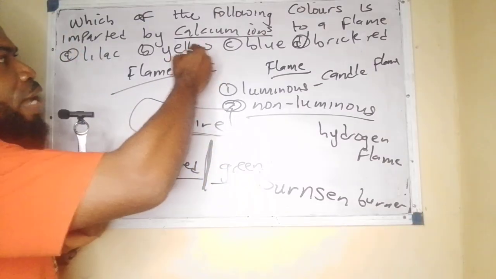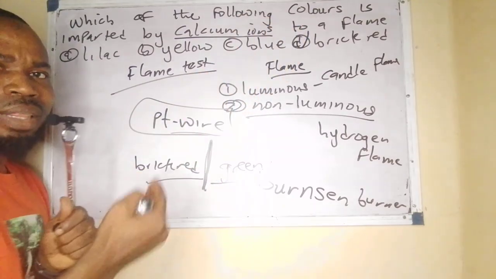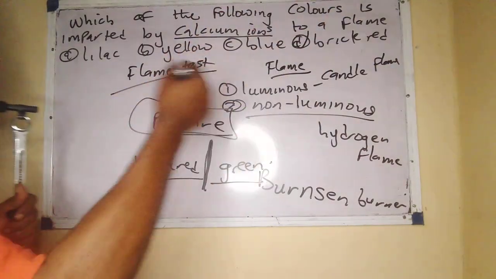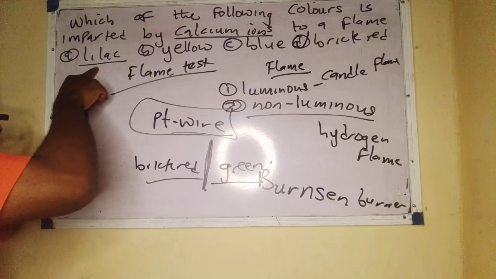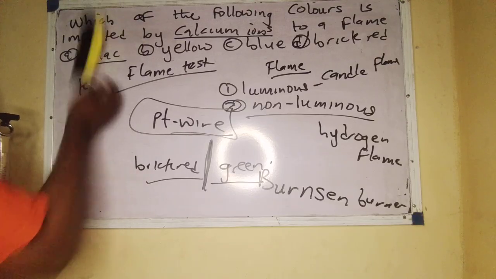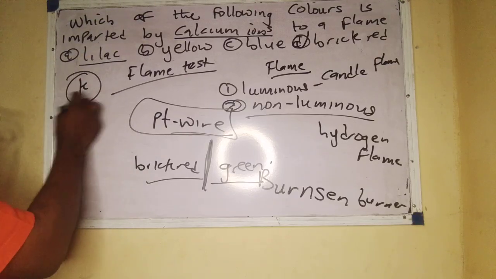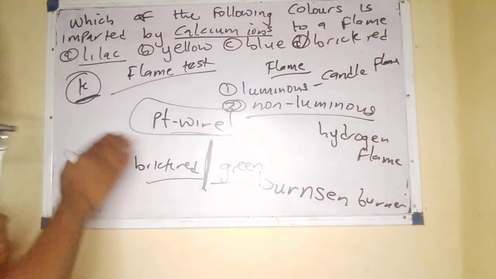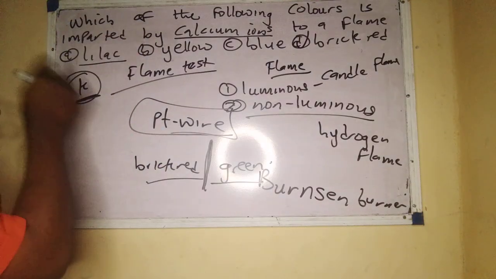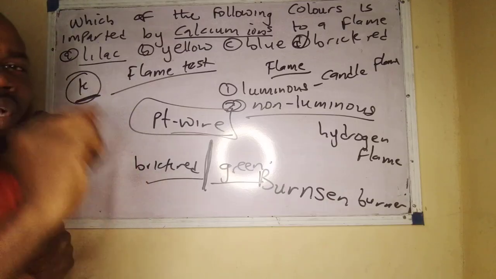So let's begin to analyze other colors and which metal gives out those colors. For instance, see this one now, lilac. Potassium gives a lilac coloration. Potassium gives a lilac coloration to the flame test.